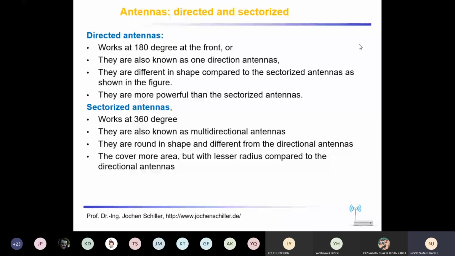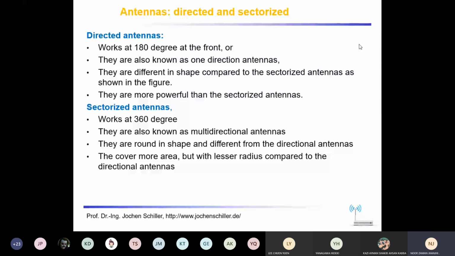They are different in shape compared to the directional antenna, and they are more powerful in a sectorized antenna. Because in a sectorized antenna, they are working in all directions, so they are not powerful in that sense. They can spread the signals over a larger area, but they cannot spread the signal far away, because its strength is going to be reduced. While the directional antenna can go far away. So this is the difference.